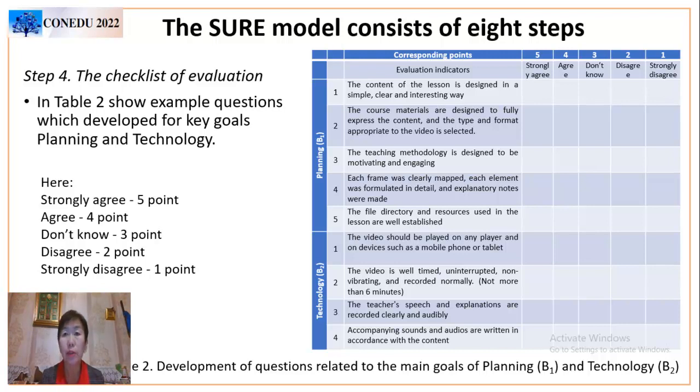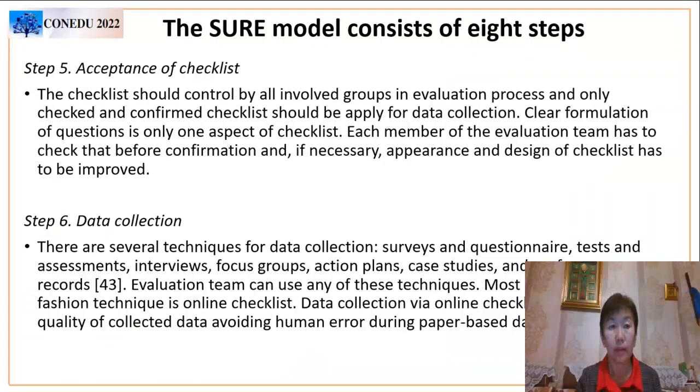The questions are developed in the form of the final definition, and the data are collected by measuring the extent to which the evaluator agrees with the definition. Here, strongly agree is 5 points, agree 4 points, don't know 3 points, disagree 2 points, strongly disagree 1 point.